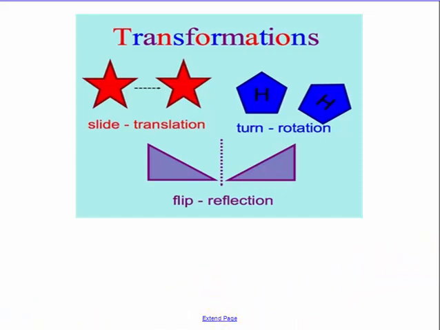Today and throughout this chapter, we're going to be talking about transformations. One transformation we have when we just slide something left or right, up or down, where it maintains the same image, is called a translation. When we turn something, that is called a rotation, and when we flip across a line, we're going to be doing a reflection, which is what we're doing today.